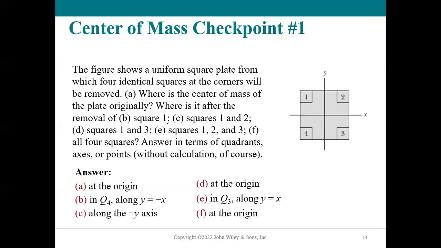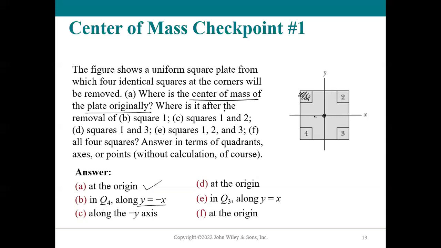Okay. For example, the plate originally is all of this one. So the center of mass is here. For part A, the center of mass is at the origin. And then for part B, square 1, we can remove square 1 here. So the center of mass is at quadrant 4, along y in minus x.